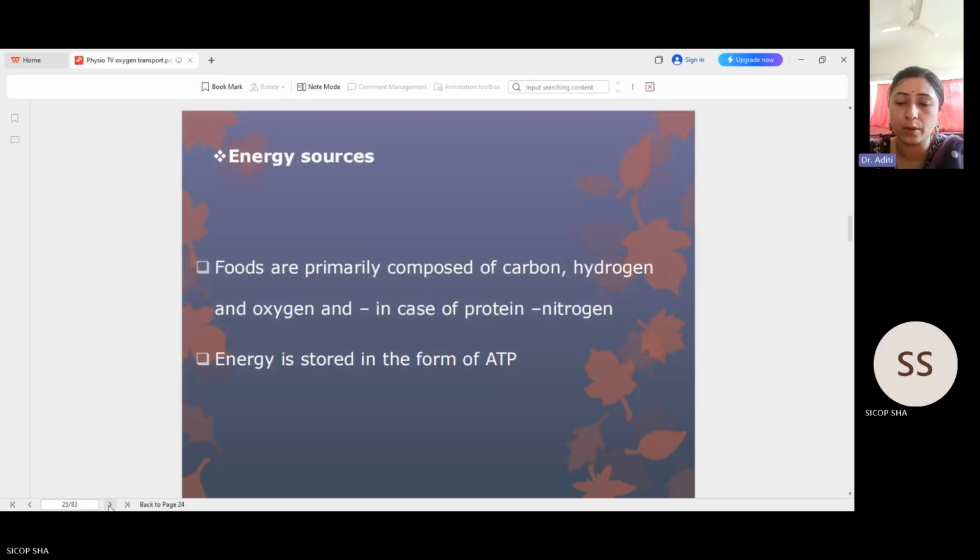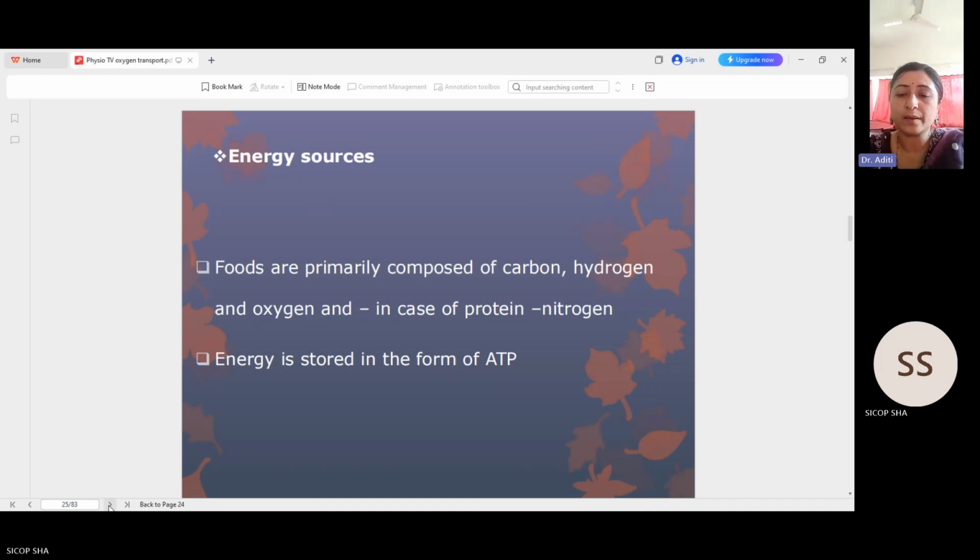So this was all about the hemoglobin dissociation curve. Next slide. So let's discuss the energy sources now. Foods are primarily composed of carbon, hydrogen and oxygen, and in case of protein there is also nitrogen. Energy is stored in the form of ATP.